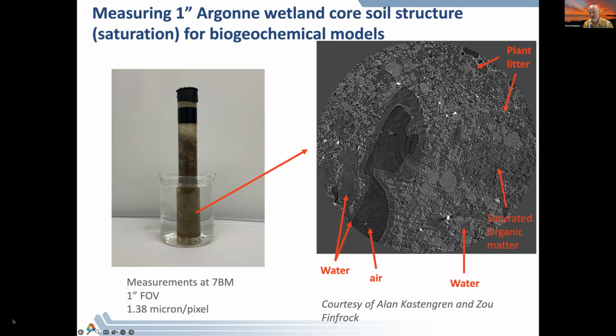And we could actually see a location down here, where even a very large pore like this had a lot of air still in there, and you could see the rings of water on the edges of the pore itself. We could also determine organic matter, seeing that it in fact was saturated zones, and image the different plant litter that had been decomposing in that material. This was a 1-inch core. It was done at sector 7. And here we had a 1.38 micron spatial resolution.